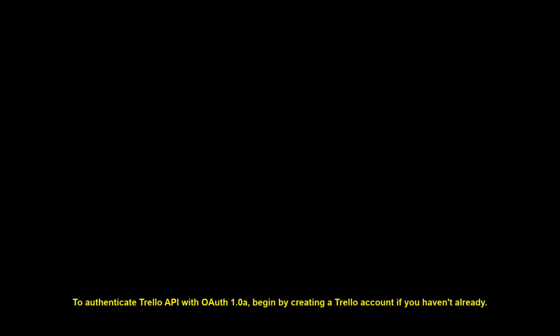To authenticate Trello API with OAuth 1.0a, begin by creating a Trello account if you haven't already. Visit the Trello developer website to create a new application. Click on the Create New Application button. Fill in the required details, such as the application name and a short description. For the callback URL, use a placeholder URL for now, as you can modify it later.